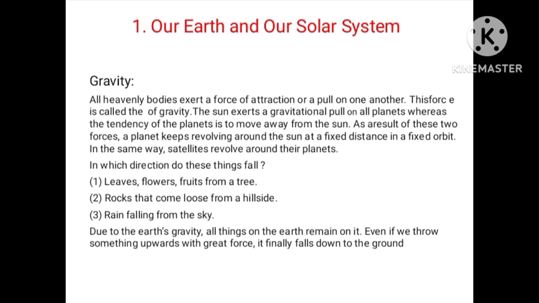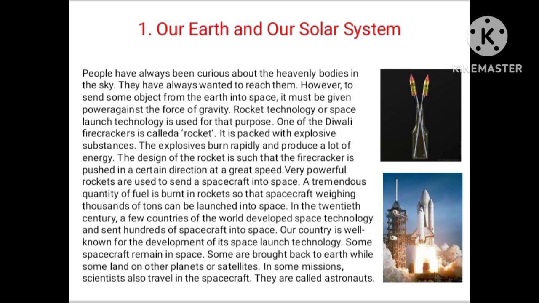So, in which direction do these things fall? Leaves, flowers, fruit from a tree, rocks that come loose from a hillside, rain falling from the sky. So due to the Earth's gravity, all things on the Earth remain on it. Even if we throw something upward with great force, it finally falls down to the ground.